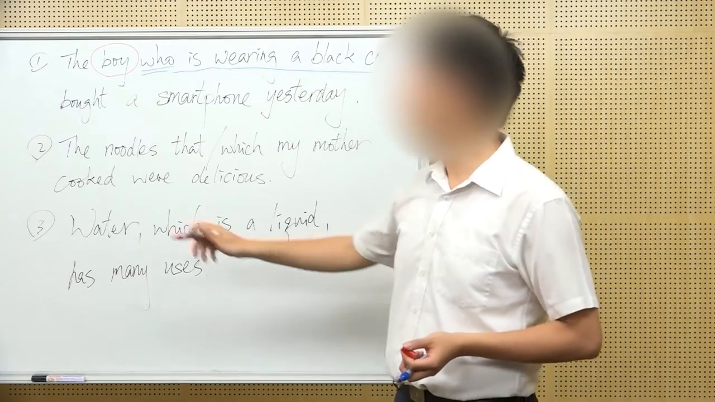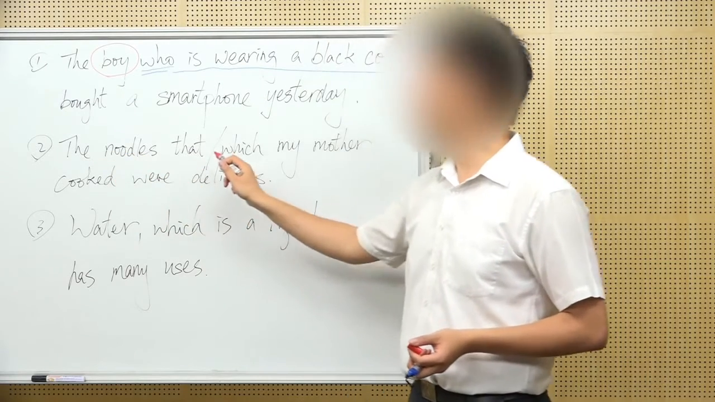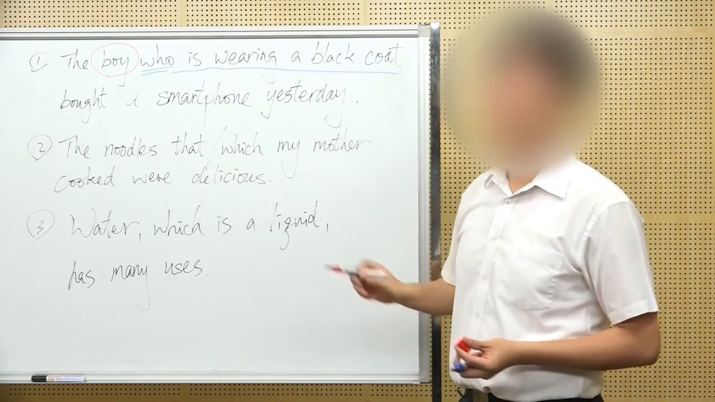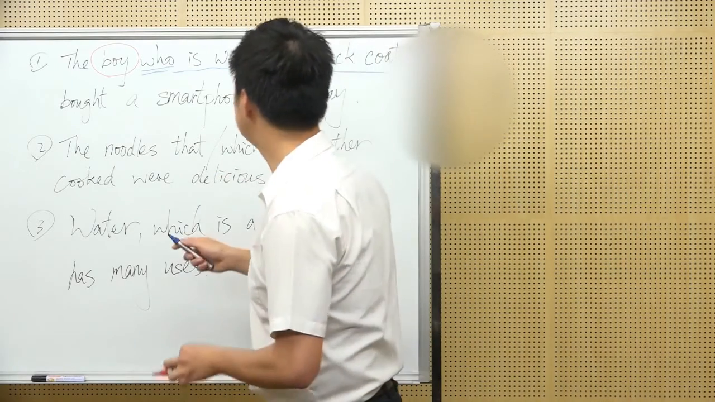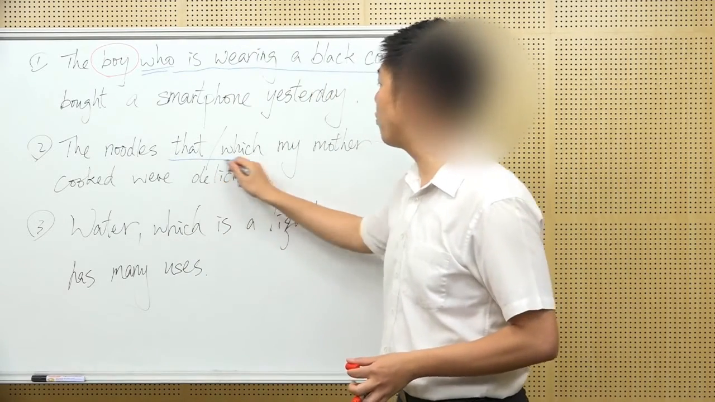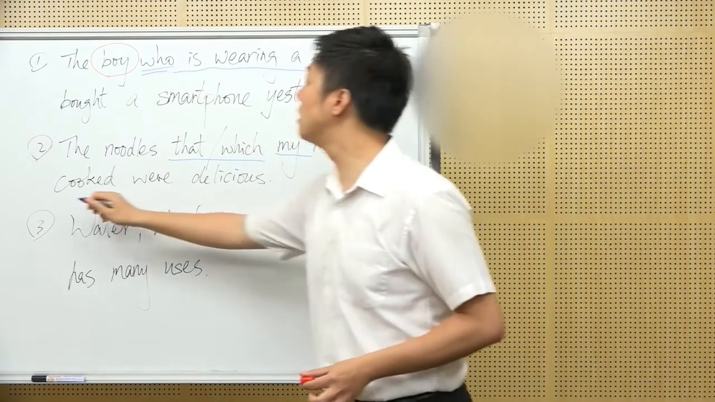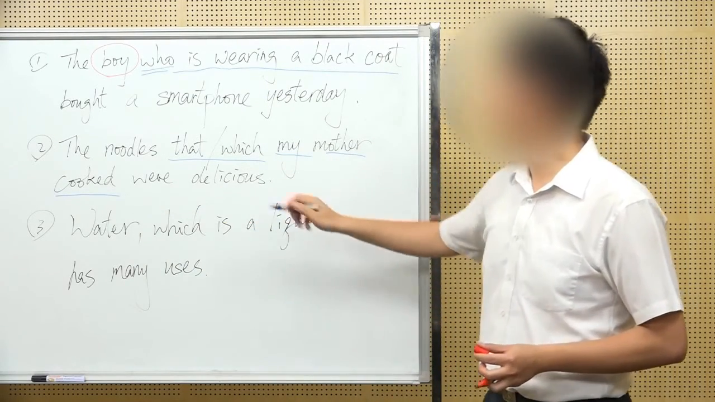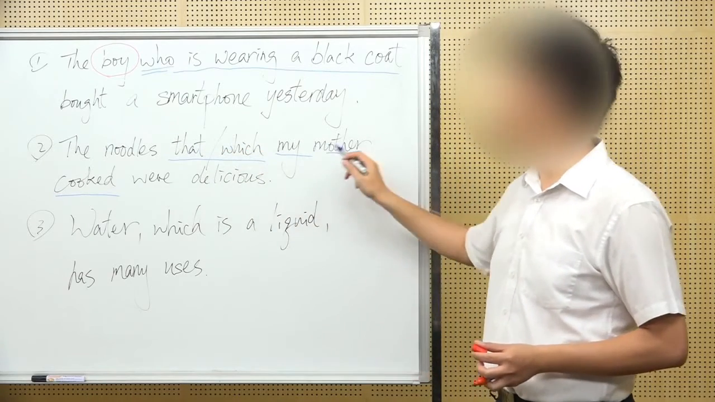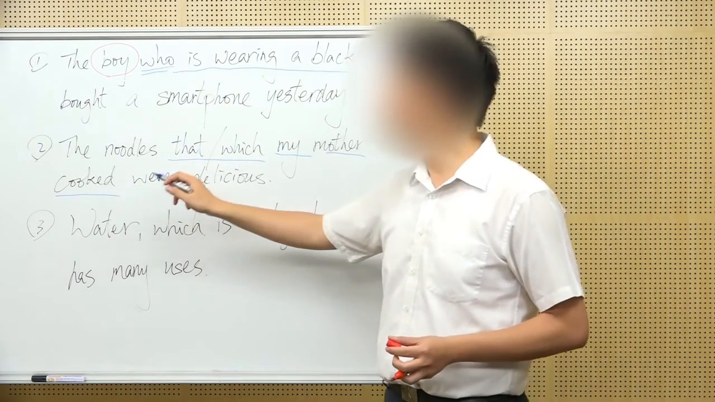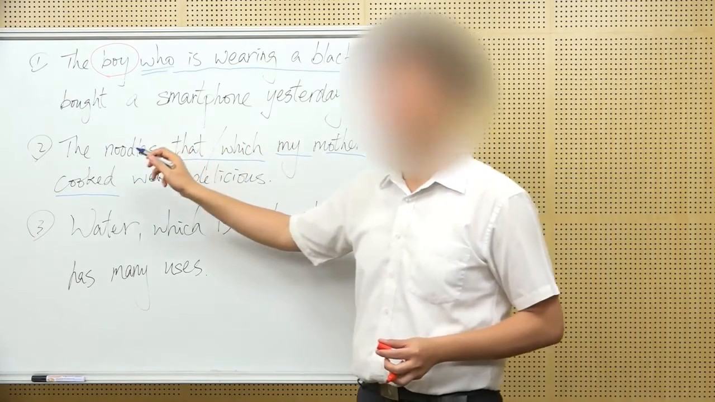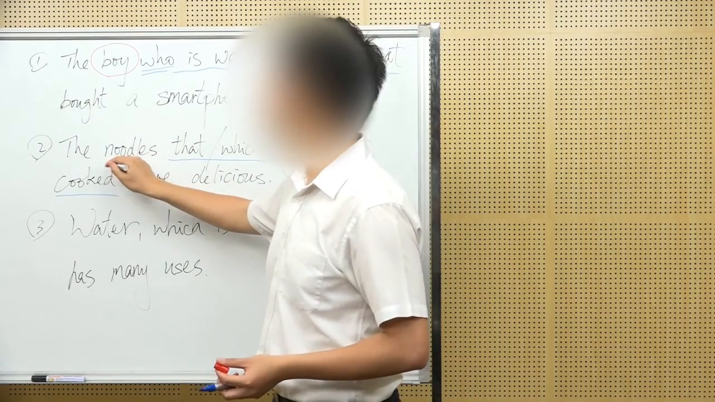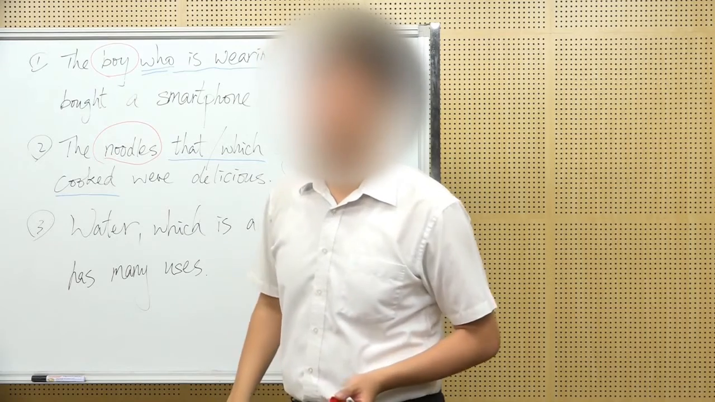Now the second one. The noodles that my mother cooked were delicious. And these few words, that my mother cooked, is the relative clause too. It describes which noodles we are talking about. So it's used for talking about the noun noodles.